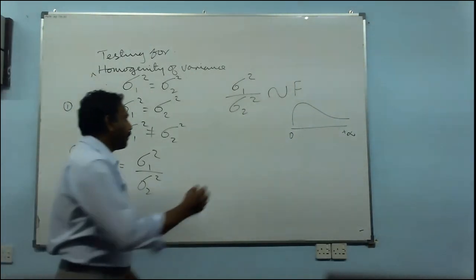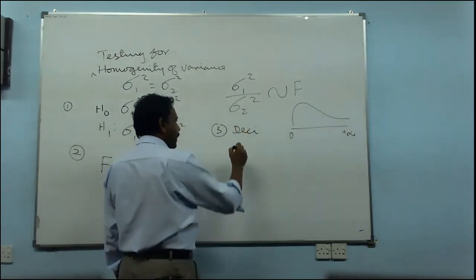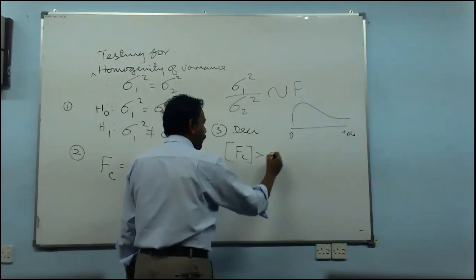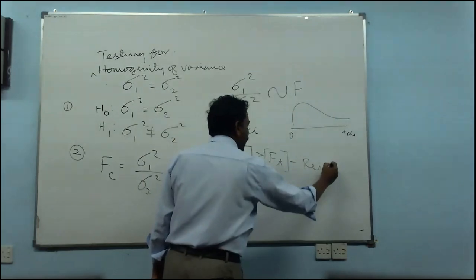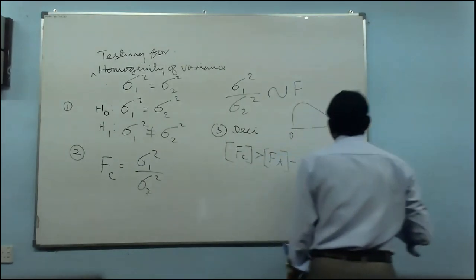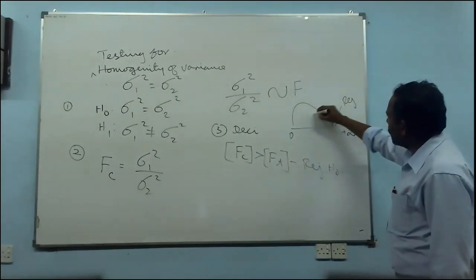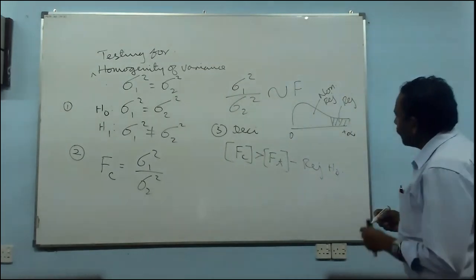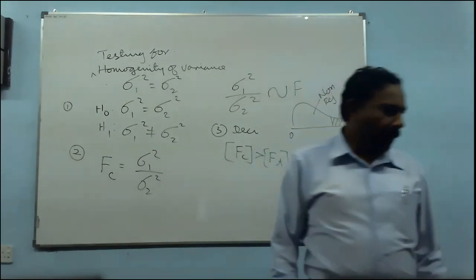Now the third step is the decision making process. If our calculated value is greater than the table value, then we reject our null hypothesis. In other terms, this is the rejection region in an F distribution. This is the non-rejection region. Rejecting region and non-rejecting region.